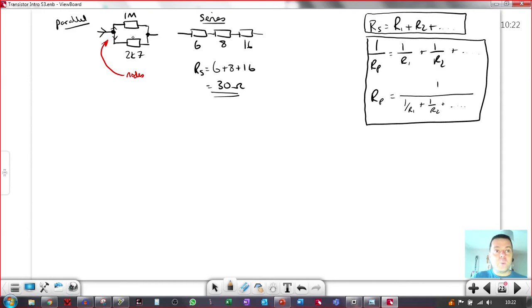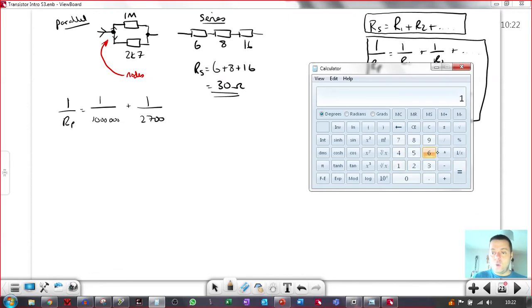In this one, we would do 1 over Rp equals 1 over 1 million plus 1 over 2,700. It's important you put them into the right units. You should always be using ohms, or at the very least you should always be using the same unit, and then that would be your answer. So I'll always use ohms. And then we do that calculation.